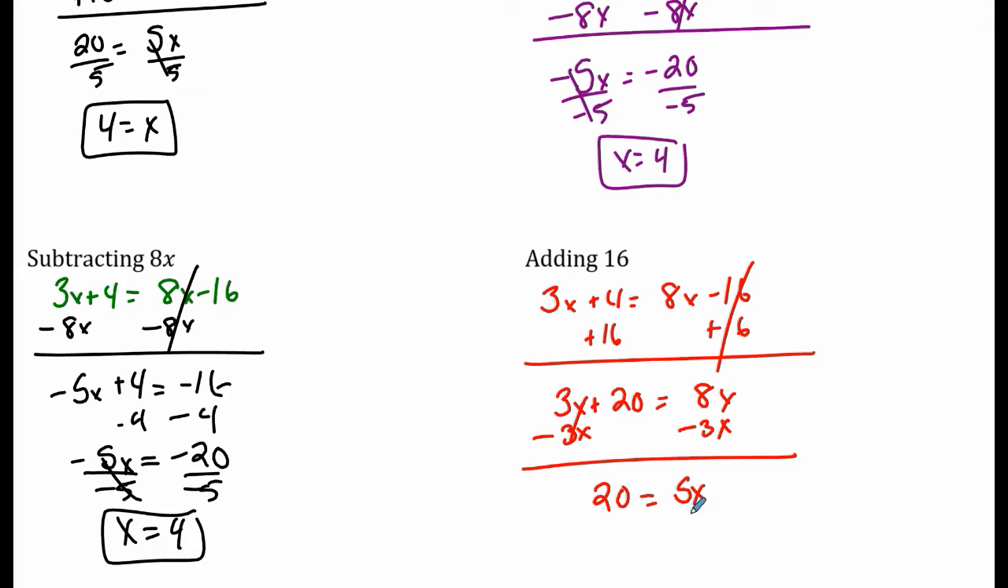So 20 equals 5x. Well, this equation is literally saying 5 times what gives me 20? 4 times 5 gives me 20.